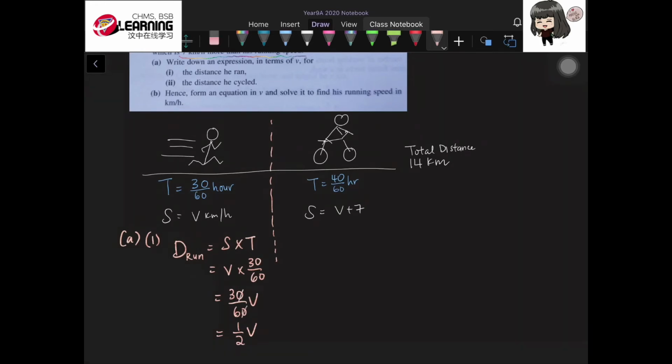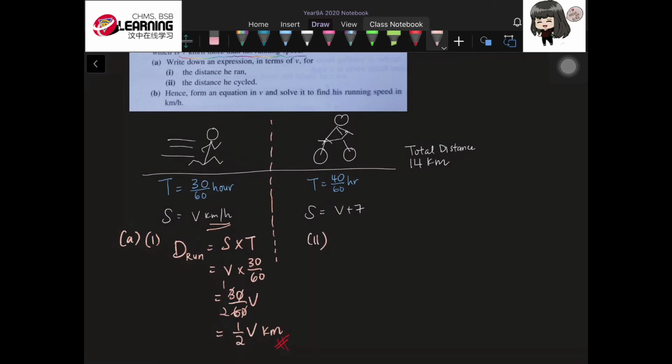We can simplify it by cancelling the 0, and like that, 3 divided by 3 is 1, 6 divided by 3 is 2, so 1 over 2 v. That's the distance for him to run. Half v, and the unit is kilometer. Why is it kilometer? Because the unit given in the speed is kilometer per hour, so it's in kilometer. So that's the answer for the first part.